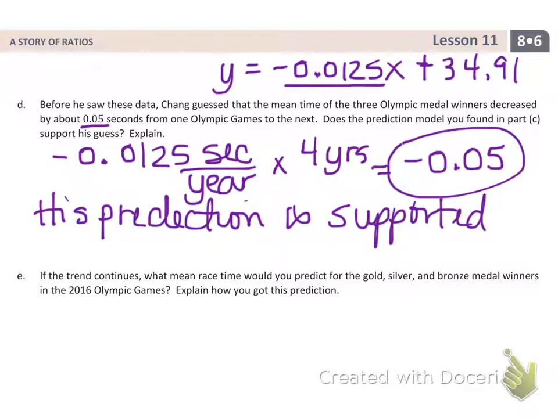All right, so if this trend continues, I'm on part E now. If this trend continues, what mean race time would you predict for the gold, silver, and bronze medal winners in the 2016 Olympic Games? Explain how you got this prediction. Well, our linear model is for making predictions, right? So pause the video and make a prediction for 2016 by plugging that in for the year and predict the time.